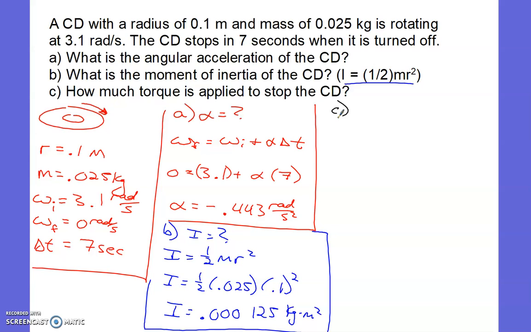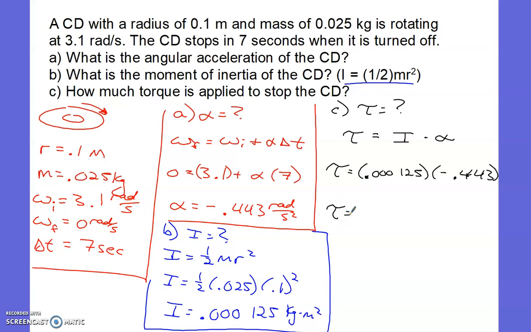The very final thing we're going to solve for is how much torque is applied to stop the CD. And there's a reason that A and B were in there, because we're going to use this angular acceleration and the moment of inertia to solve for the torque. We're going to multiply the two together. This will give us the net torque acting on the CD to stop it. As we solve here, we get an answer of negative 5.54 times 10 to the negative 5th Newton meters.